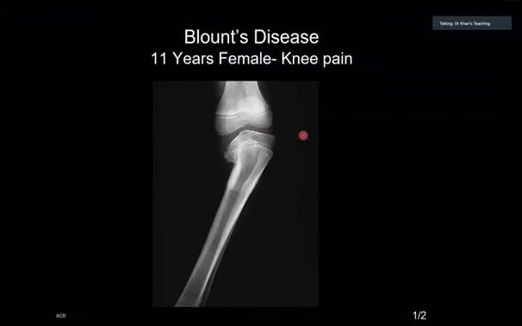This is just for completion's sake because we are considering avascular necrosis. This is Blount's disease. I don't think so. Anybody will show you in the exam. But the medial epiphysis or metaphysis of the tibia is where it gets targeted.